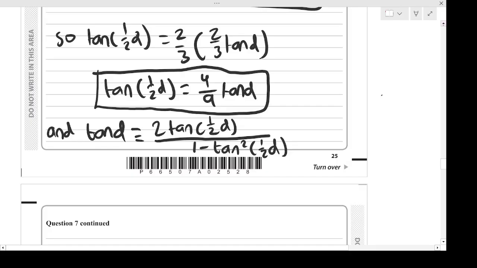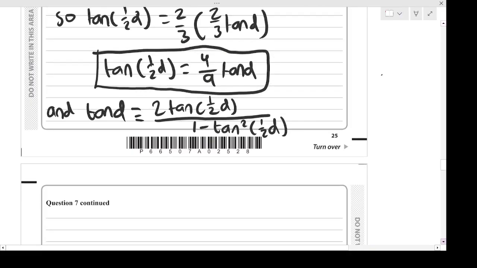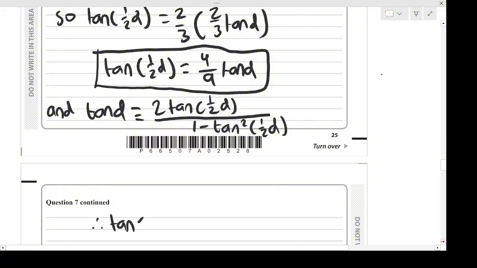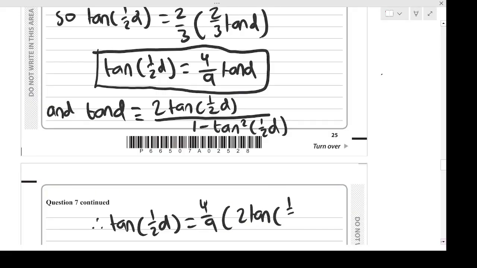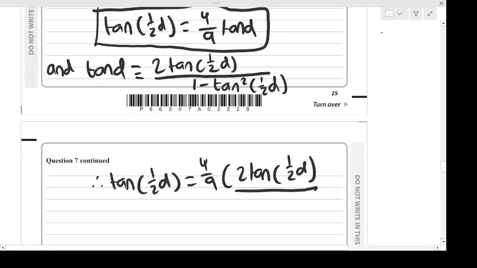If I substitute it into here, then we're going to get that tan of a half alpha is going to be 4 over 9 lots of 2 tan of a half alpha divided by 1 minus tan squared of a half alpha.